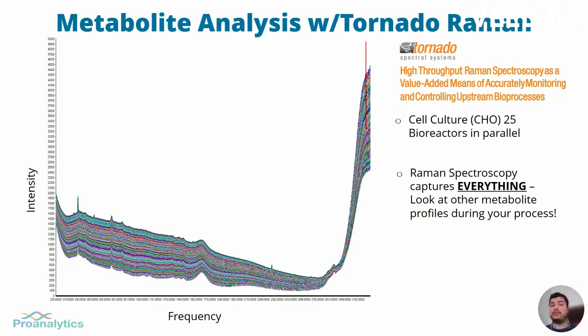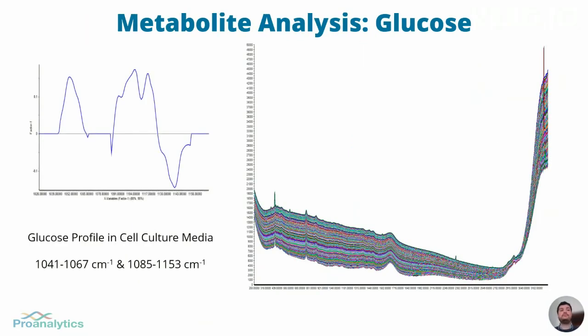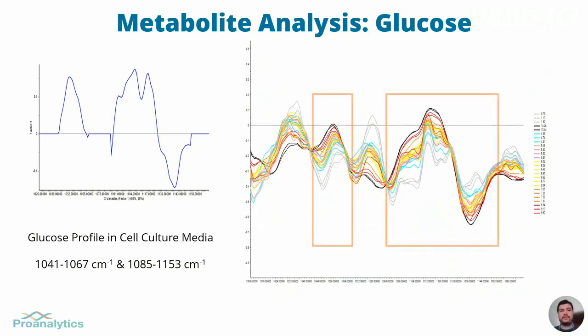Let's look at glucose in these bioreactors. We know that the Raman profile of glucose in our media can be found in the frequency or Raman shift area of 1041 or 1067 wave number, and at 1085 and 1153 wave number. You can see the two bands within the orange rectangles on the graphic.